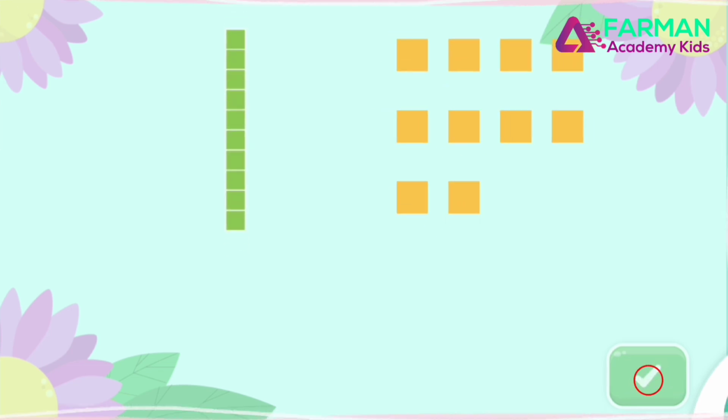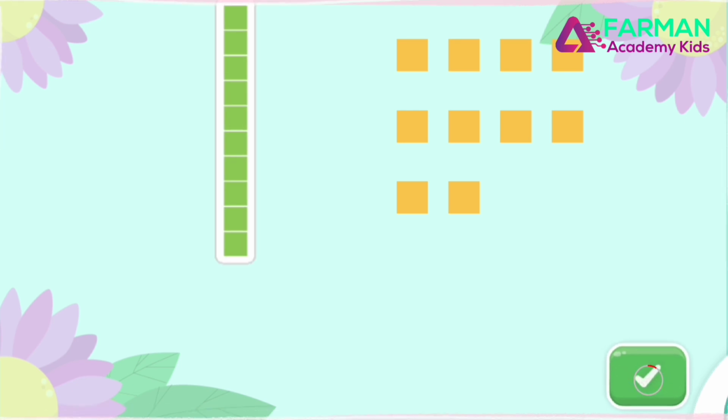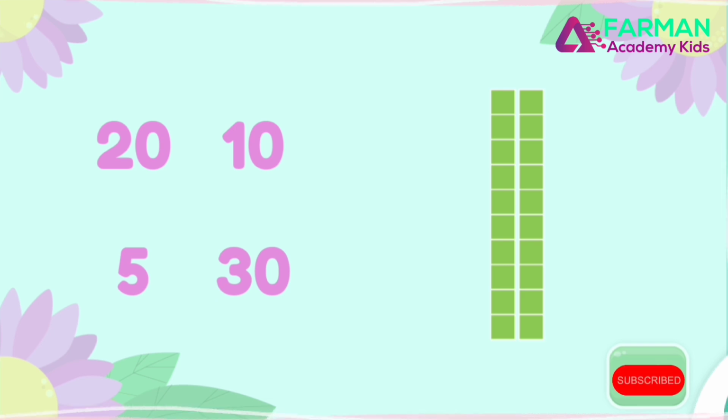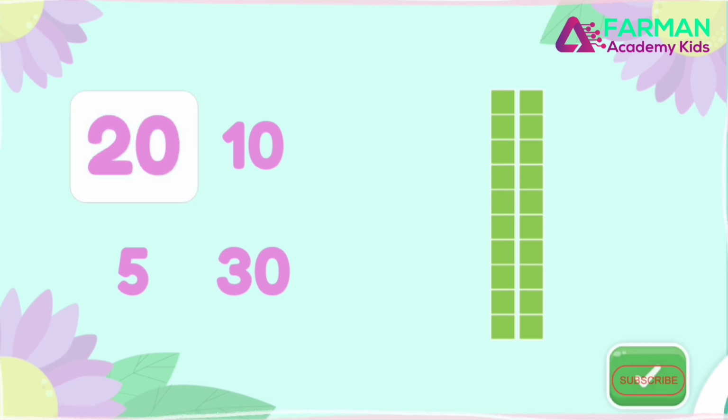A rod is made up of 10 blocks. Tap the rod. Awesome! You don't have to count each block in the rod. Each rod is made up of 10 blocks. Don't count each block in the rods. How many blocks are there total? Super! Each rod is made up of 10 blocks.